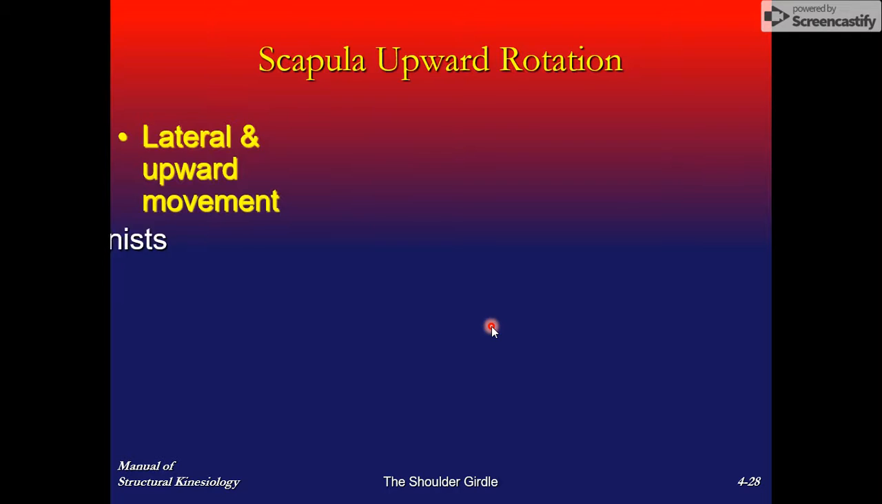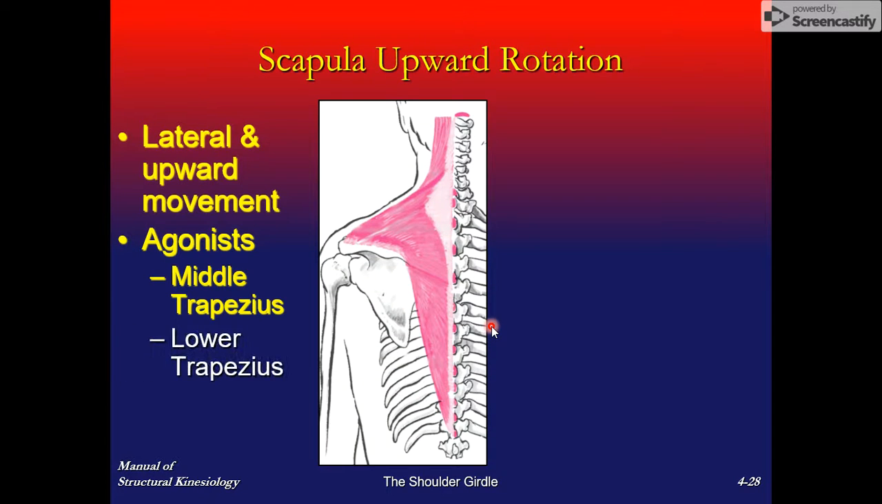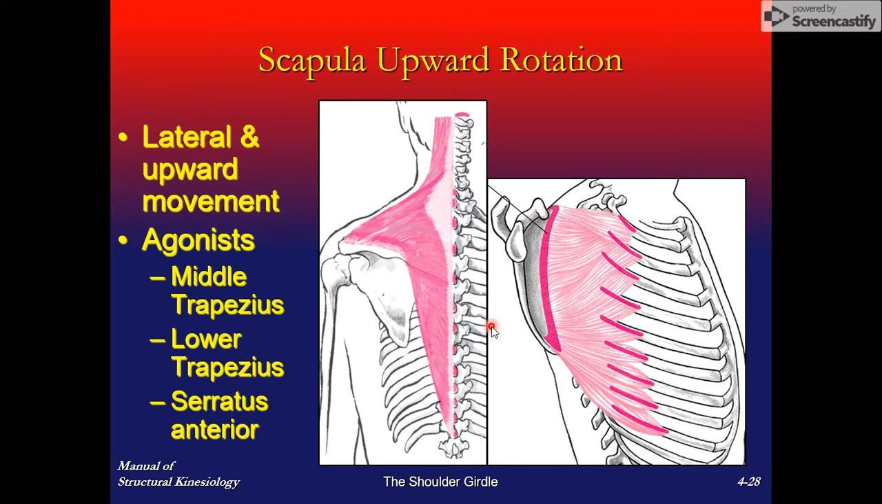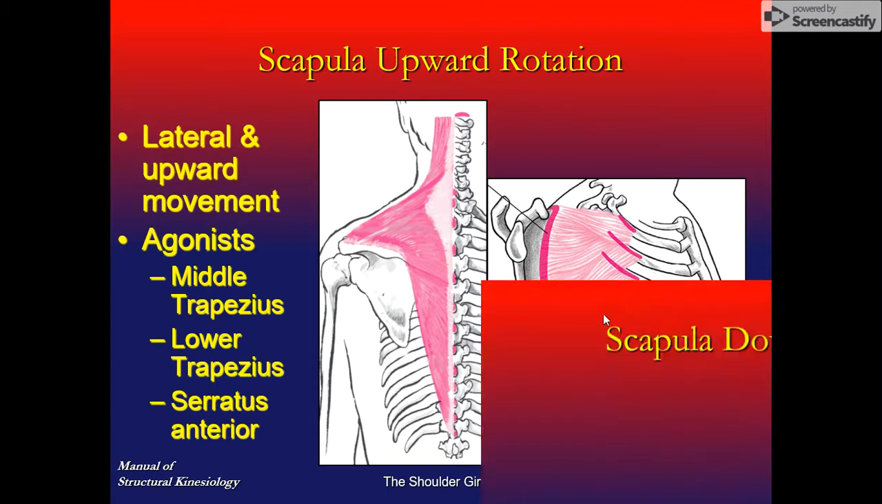Scapular upward rotation: lateral and upward movement. The agonists are the middle trapezius, the lower trapezius, and the serratus anterior. Here's the middle trapezius, the lower trapezius, and then here the serratus anterior on the anterior aspect of the body.